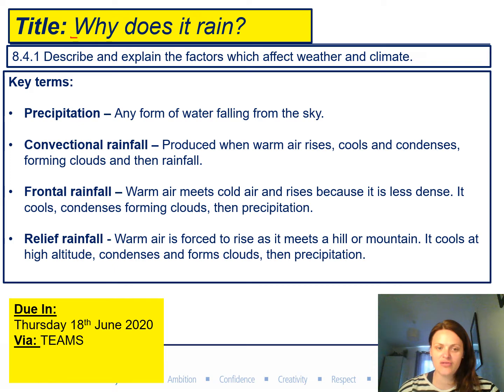And finally, relief rainfall. Warm air is forced to rise as it meets a hill or mountain. It cools at high altitude, condenses and forms clouds, then precipitation. There we go. So write down those key terms, guys, and we'll move on.